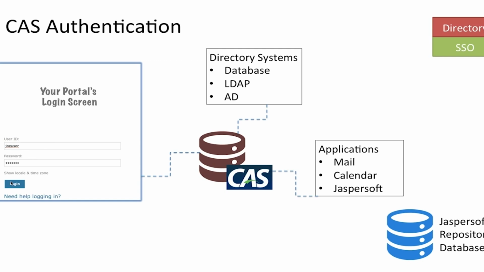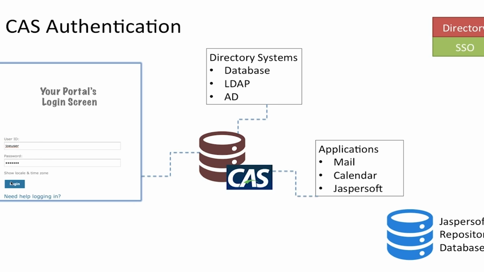So when that user logs into the CAS server, that server will talk to a directory system to see if the user exists inside of a directory service. Obviously, it can be various types. And again, the user has a current logged in status within the CAS server.